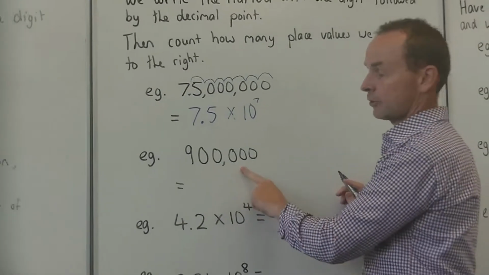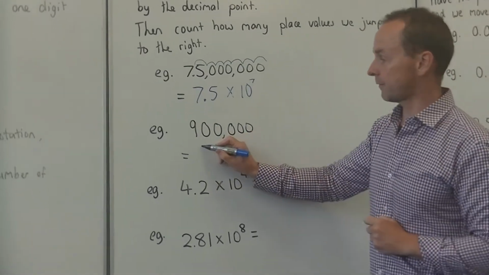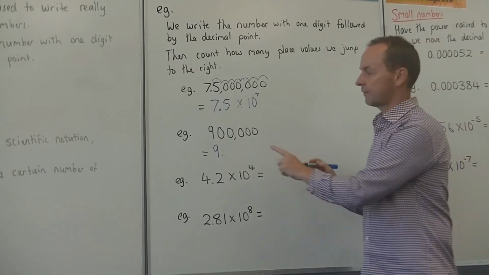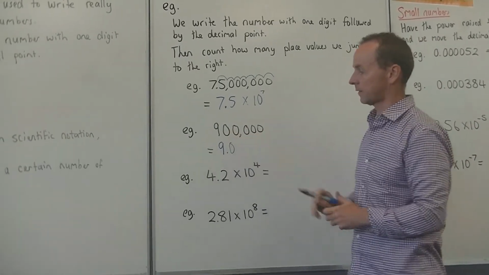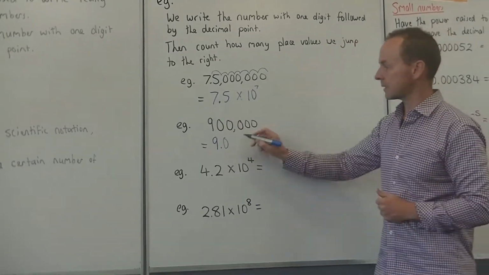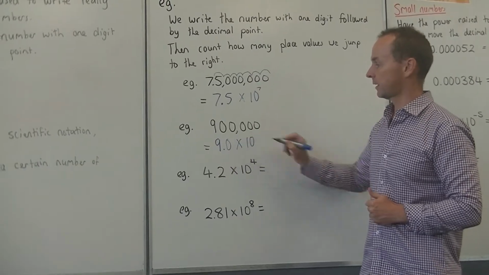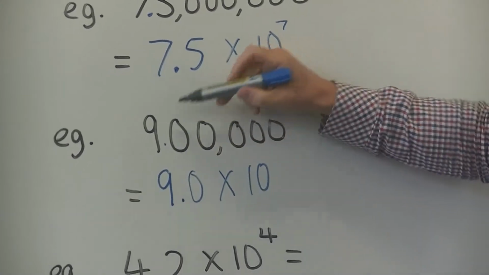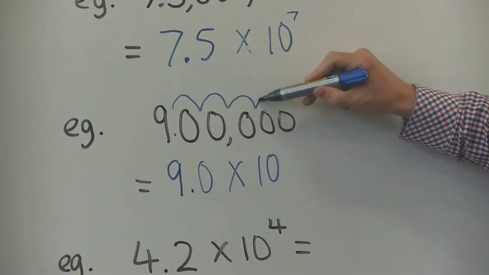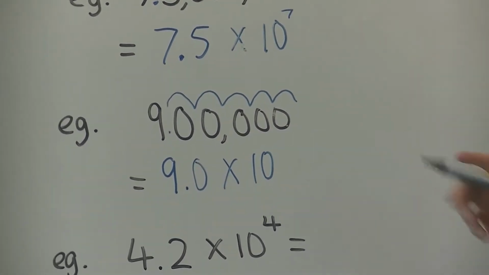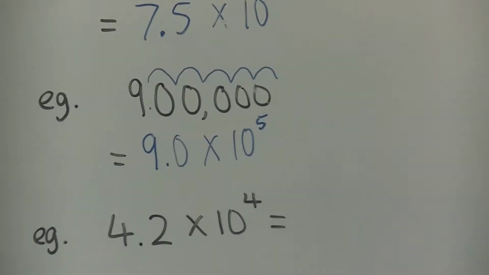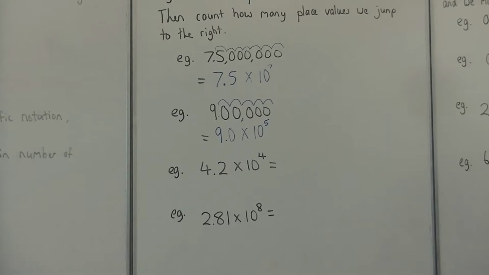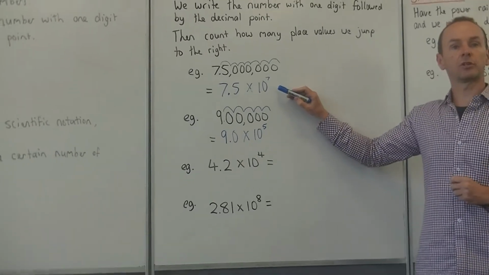Here we've got 900,000. So we write down the first digit is a 9. Then we put the decimal point. We generally don't leave it like that, so we'll put another 0 at the end. So it's 9.0. Times by 10 to the power of something. So we put our decimal point here after the 9. We move it 1, 2, 3, 4, 5 spots to the right. So we put down a power of 5 there. And that's how we turn a big number into scientific notation.